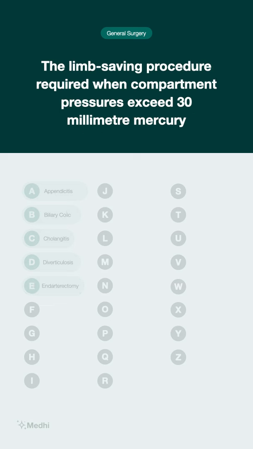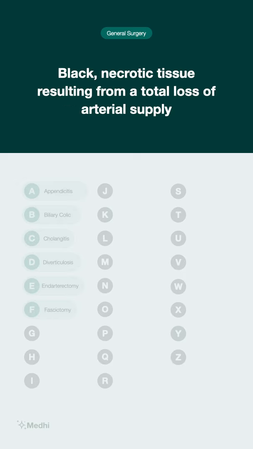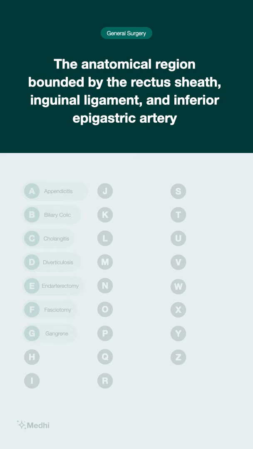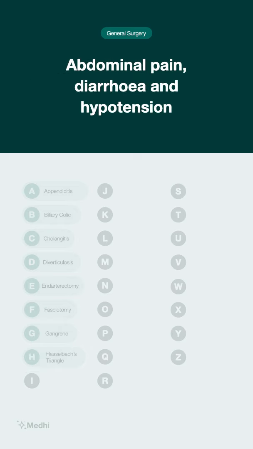Endarterectomy. The limb-saving procedure required when compartment pressures exceed 30 mm mercury. Fasciotomy. Black necrotic tissue resulting from a total loss of arterial supply. Gangrene. The anatomical region bounded by the rectus sheath, inguinal ligament, and inferior epigastric artery. Hesselbach's triangle. Abdominal pain, diarrhea, and hypertension.